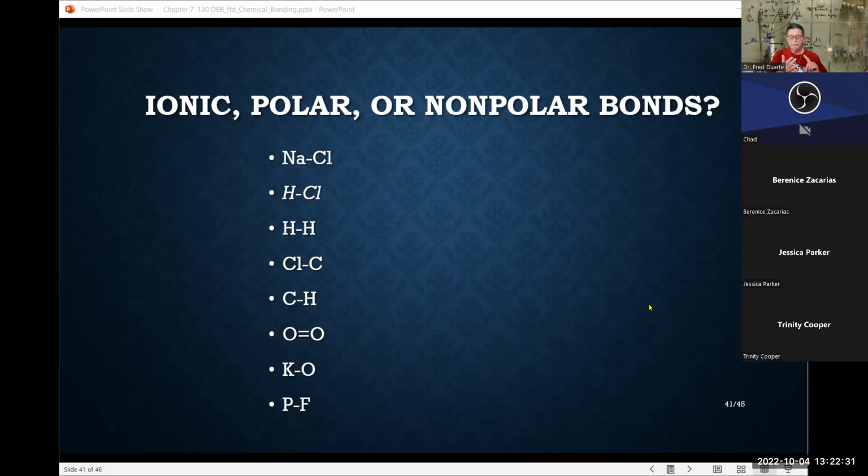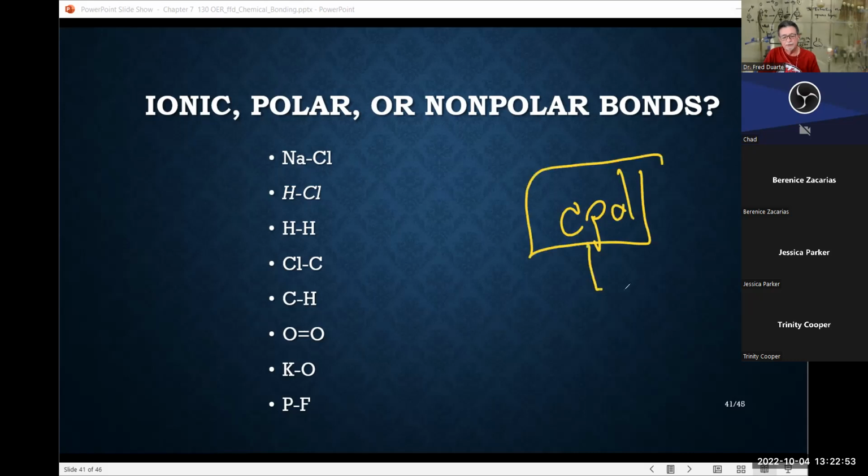So here you have a list of compounds and you're being asked to determine which are ionic. And if it's not ionic, it must be covalent. If it's covalent, then is it polar or nonpolar? That is the question. So look at it like a flow chart. We have the compound here, shorthanded, and we determine it's ionic.